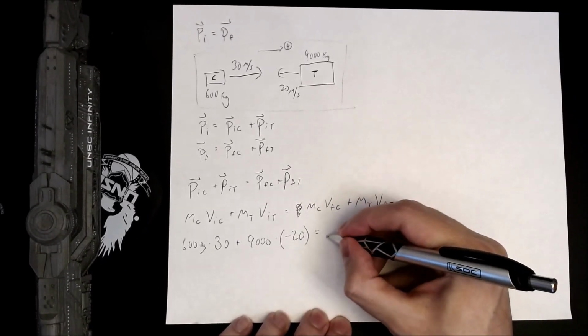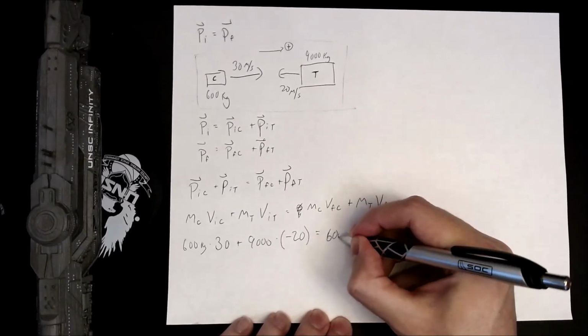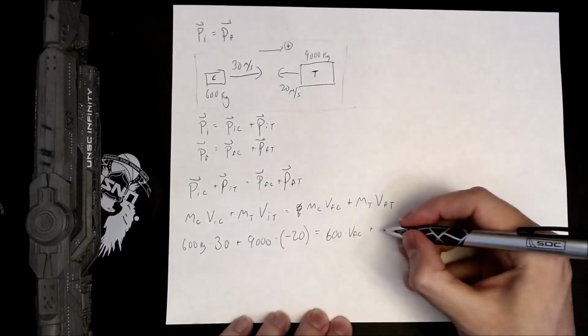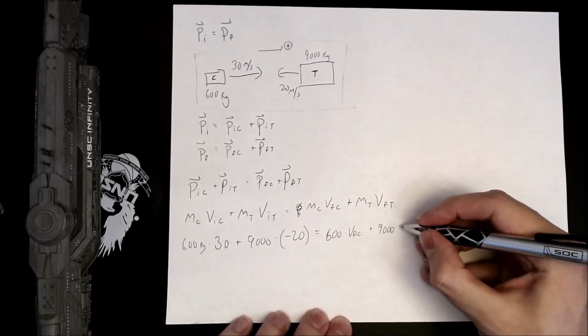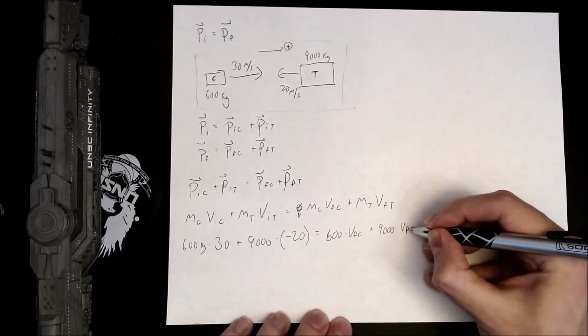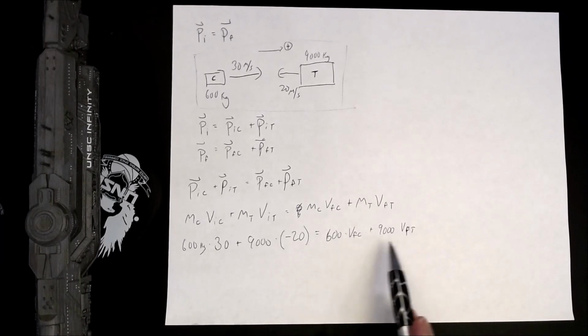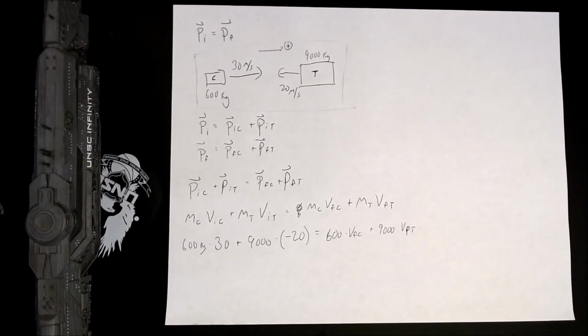This will equal the mass of the car, 600 kilograms, times velocity final car, plus the mass of the truck, 9,000 kilograms, times velocity final of the truck. Well, we've got one equation and two unknowns. That means it's completely unsolvable and we should just give up here and accept our failing grade.